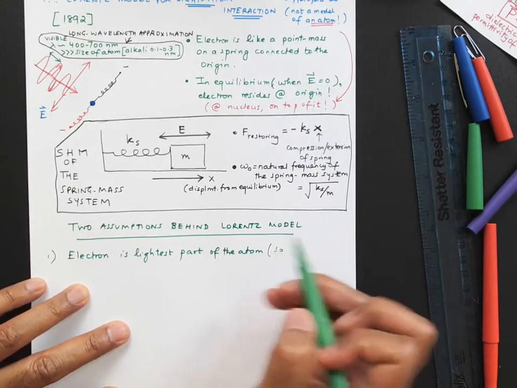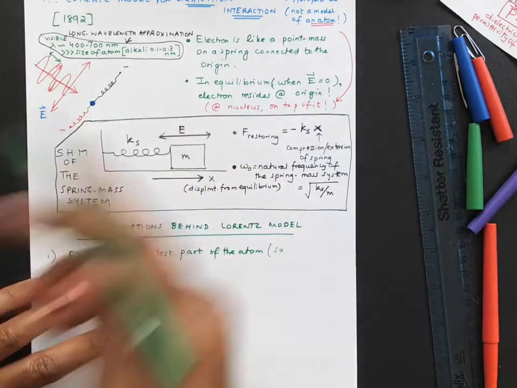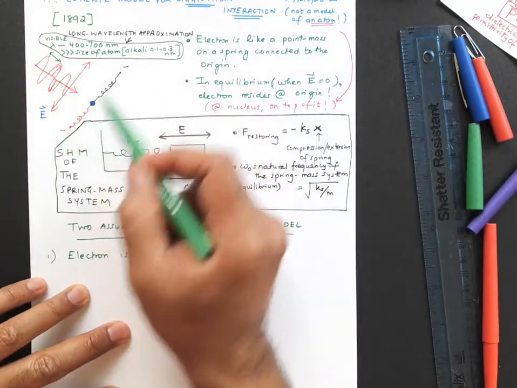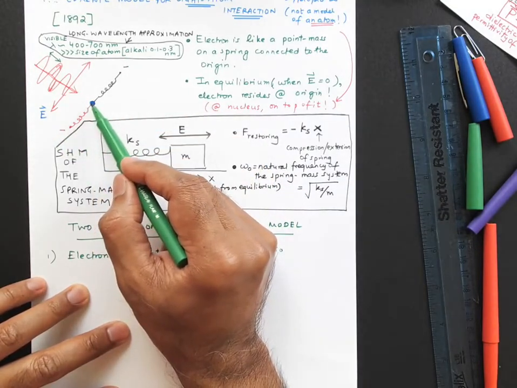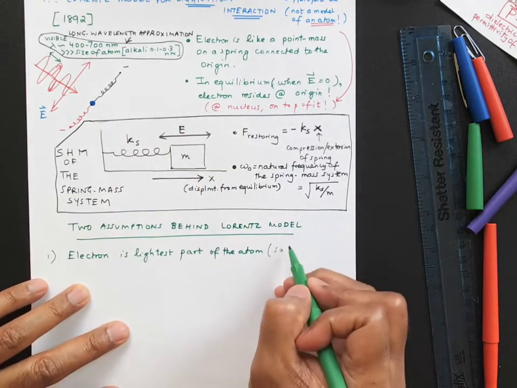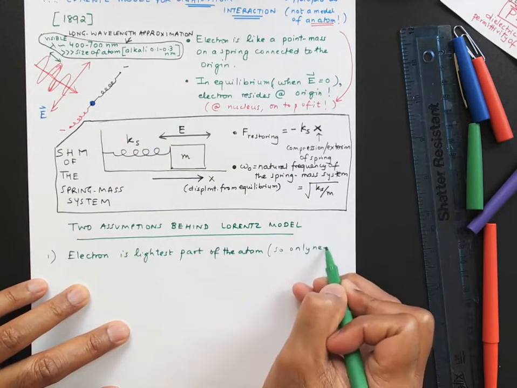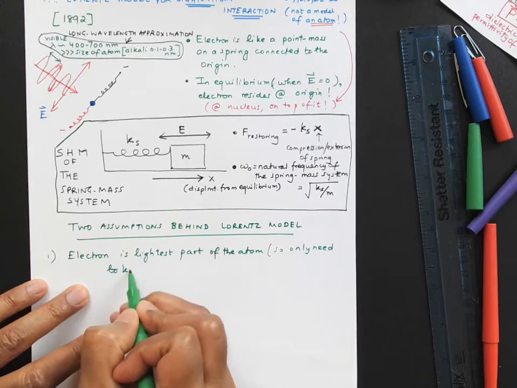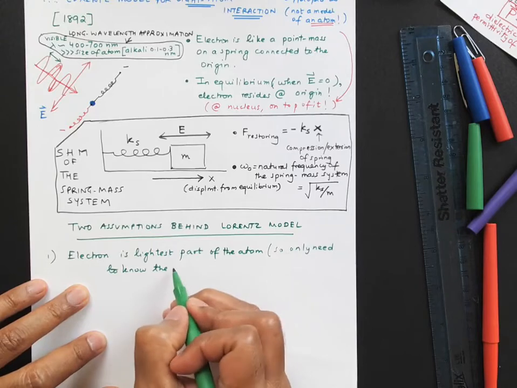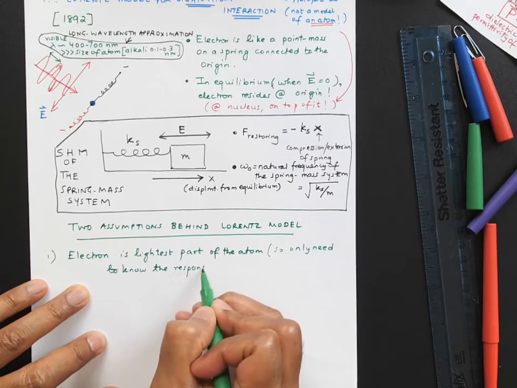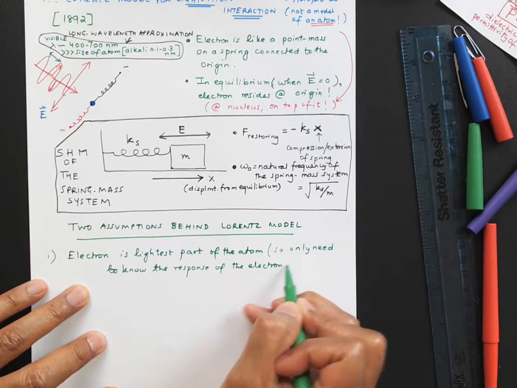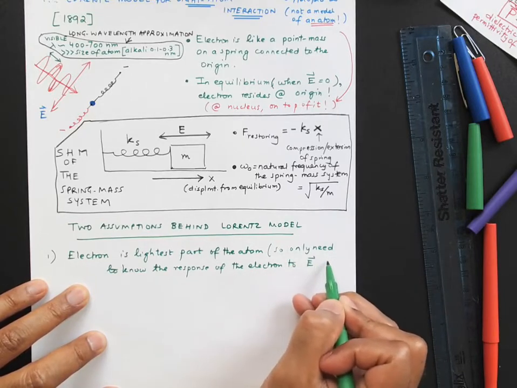So that's the only part that really responds. The nucleus doesn't respond much; it's so heavy. So the electron is the one that wiggles. The nucleus maybe wiggles just a little bit, but it's so heavy that you can ignore it. So you only need to know the response of the electron to the E field.